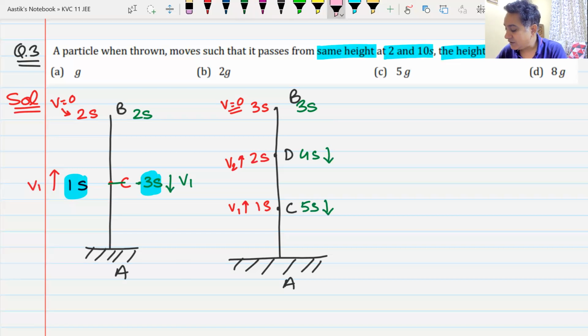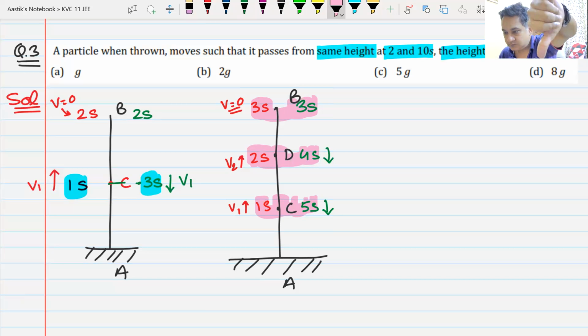If you add any these two, how much is it giving you? 6 seconds, sir, which is the total time of flight. Yes or no? 3 plus 3, 3 plus 3. Do we understand this? It has gone above our head saying bye bye. One more case.